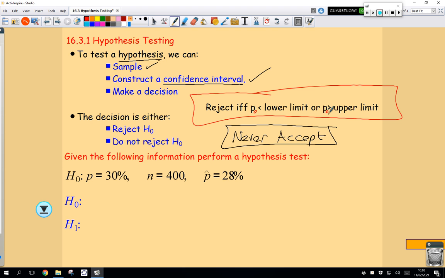So I'm going to look at a couple of quick examples, throwing in a few numbers, and we're going to perform a hypothesis test. Here the null hypothesis is that P is equal to 30%. They're claiming the true population proportion is 30%. Maybe I don't quite believe them, so I take a sample of 400 people, and from my sample I generate a sample proportion of 28%. The first step in every hypothesis test is to make a note of the null hypothesis. In this case, the null hypothesis is given, P is equal to 30%. That means the alternative hypothesis is P is not equal to 30%.